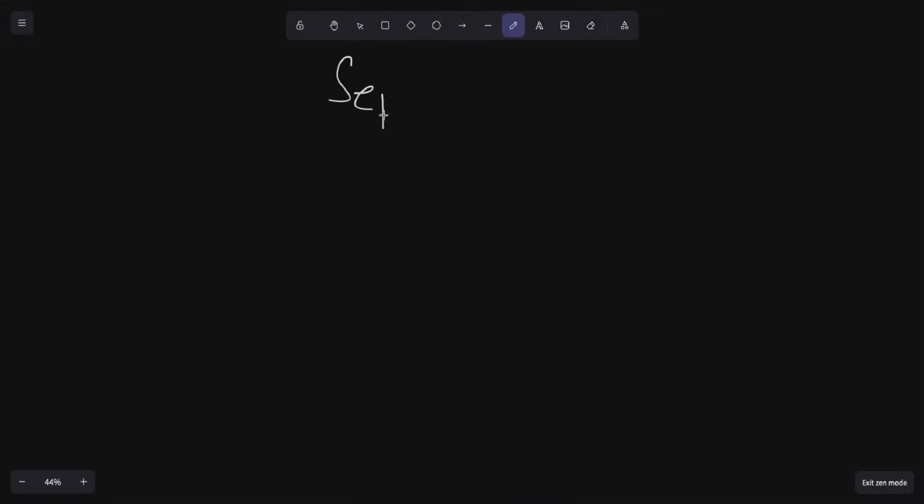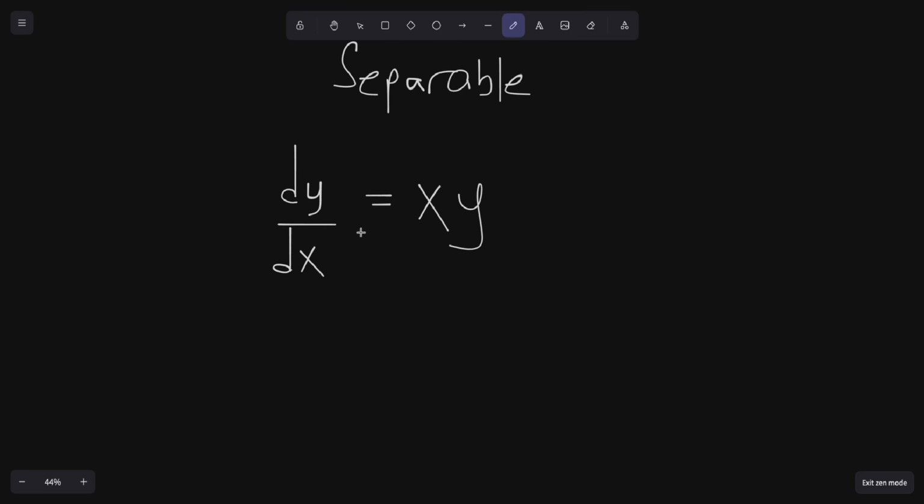So let's talk about separable differential equations. A separable differential equation is basically when you're able to separate the x's from the y's. So if I have dy over dx equal to xy, I want to get all the y's on one side and all the x's on the other side. That is the simplest case. What I can do is divide both sides by y, and multiply both sides by dx. So I get x dx on the other side. I divide by y on both sides, and I multiply by dx on both sides.